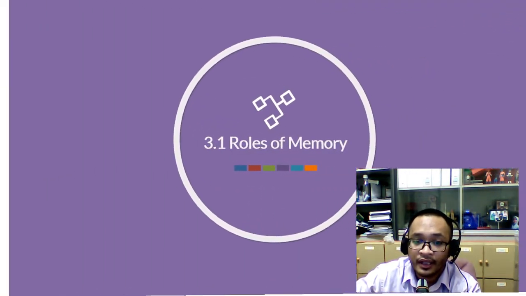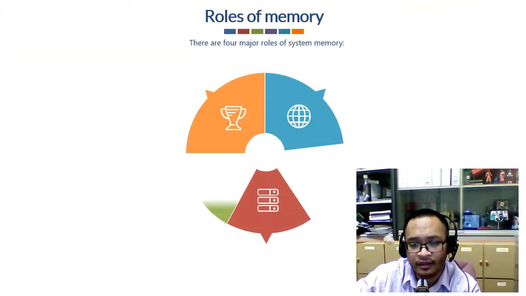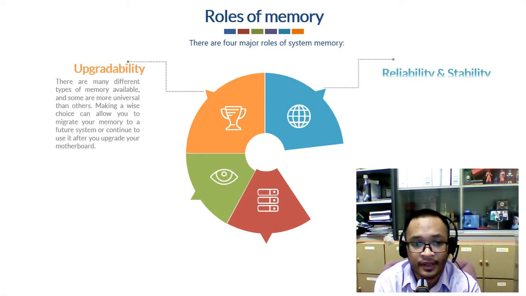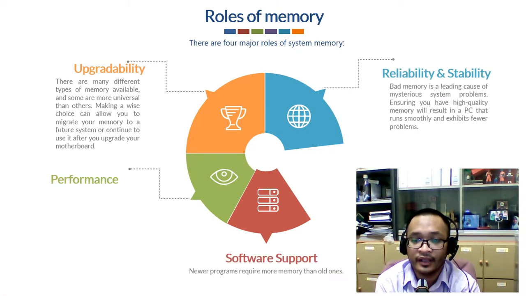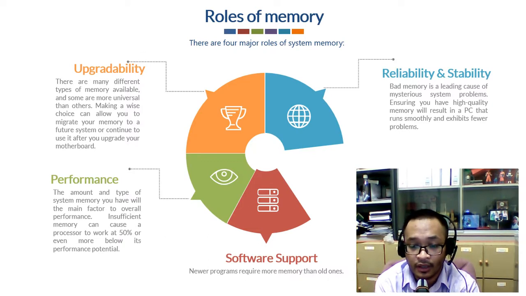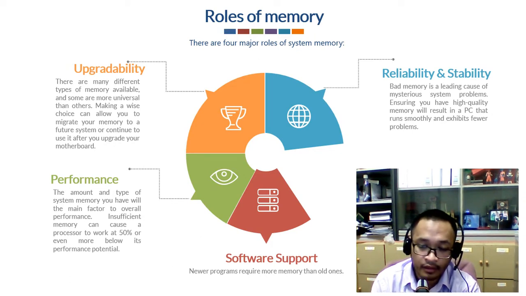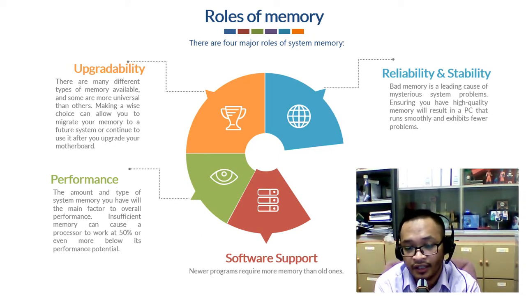Okay, roles of memory. Basically, we have four roles of memory. First is upgradability. The type of RAM that we use on our computer determines whether we can upgrade our motherboard or our system memory. For example, if we are using DDR3 and we plan to upgrade the RAM, we must select the same architecture, which is DDR3. Next, in terms of performance, it doesn't matter if you have a big processor or a fast processor.